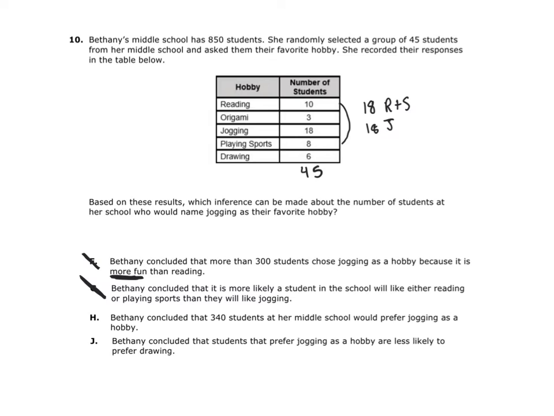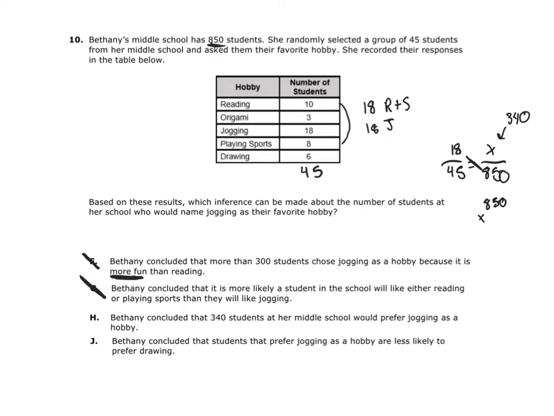H says Bethany concluded that 340 students at her middle school would prefer jogging as a hobby. So to figure that out, we take jogging, which is 18, over the total, 45, and we make our proportion, x over 850. We have to remember up here it says there's 850 total. Okay, H is thinking that this x should be 340. If it is, then H is true. So to find our x, we cross multiply.